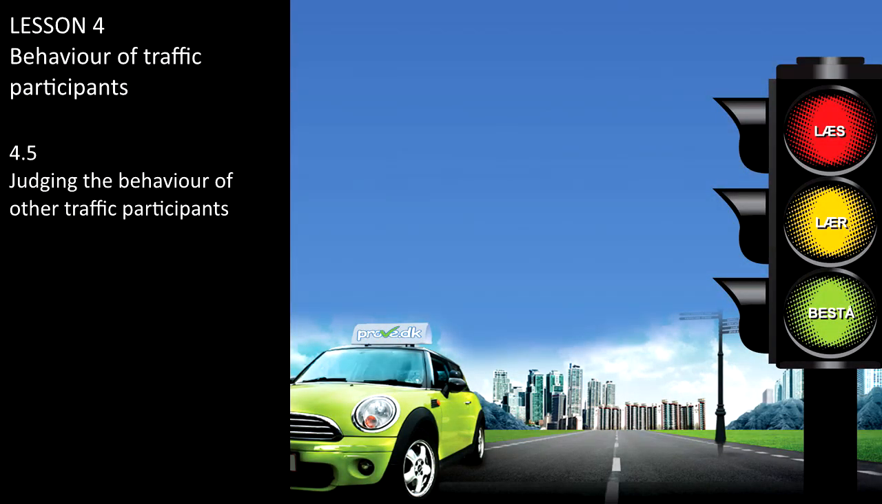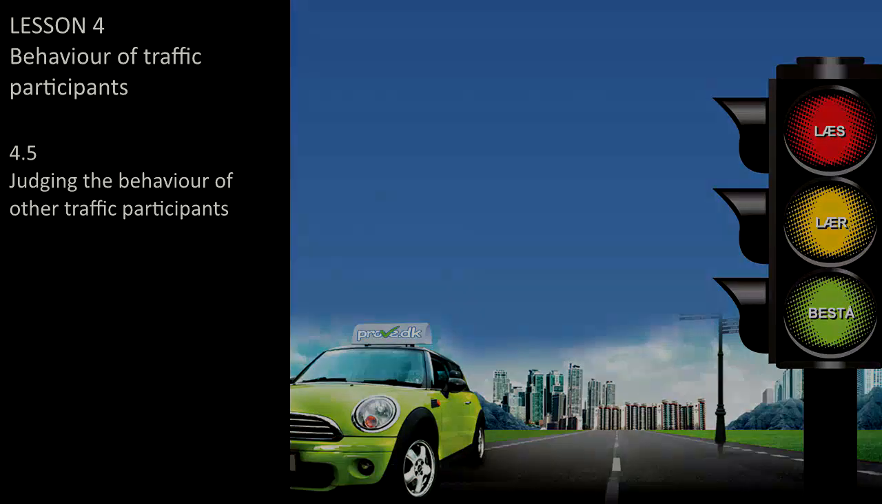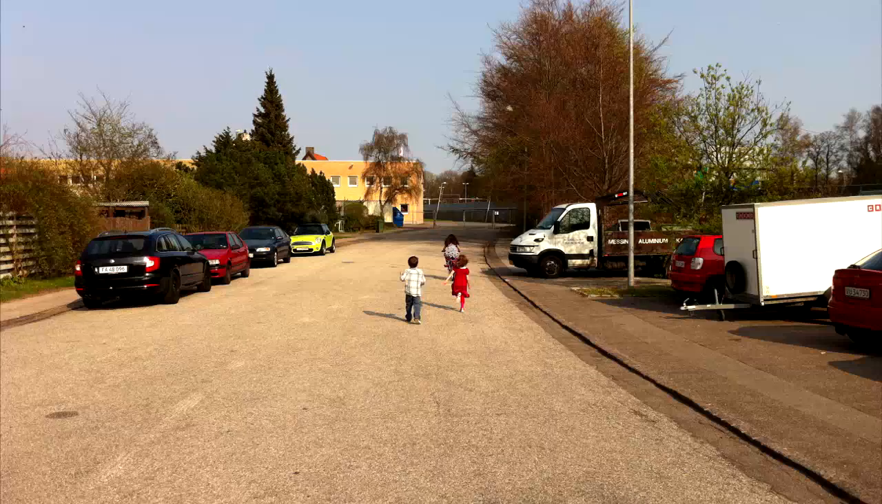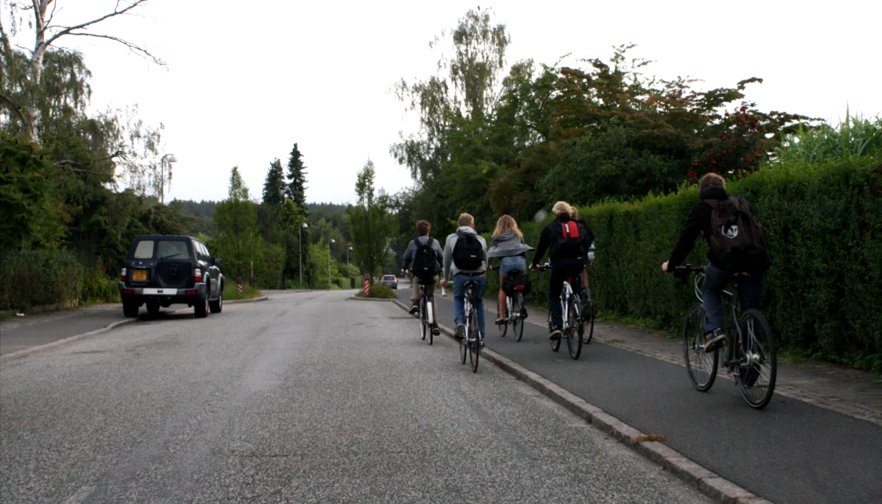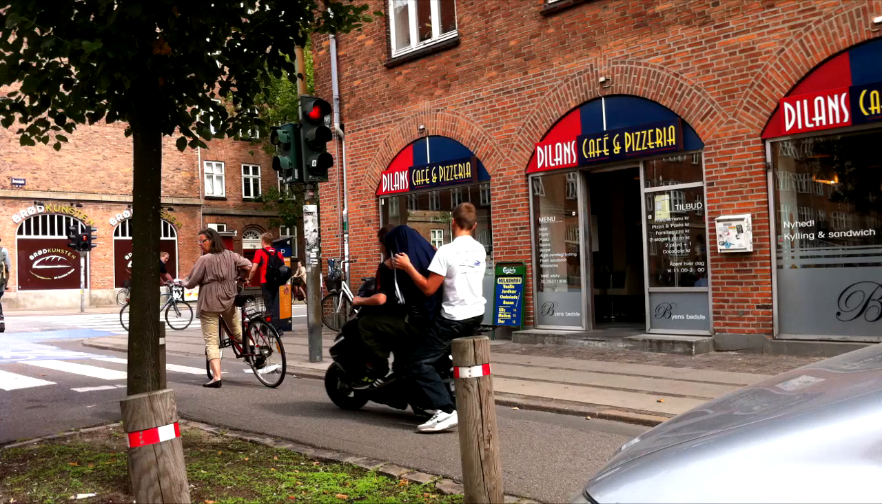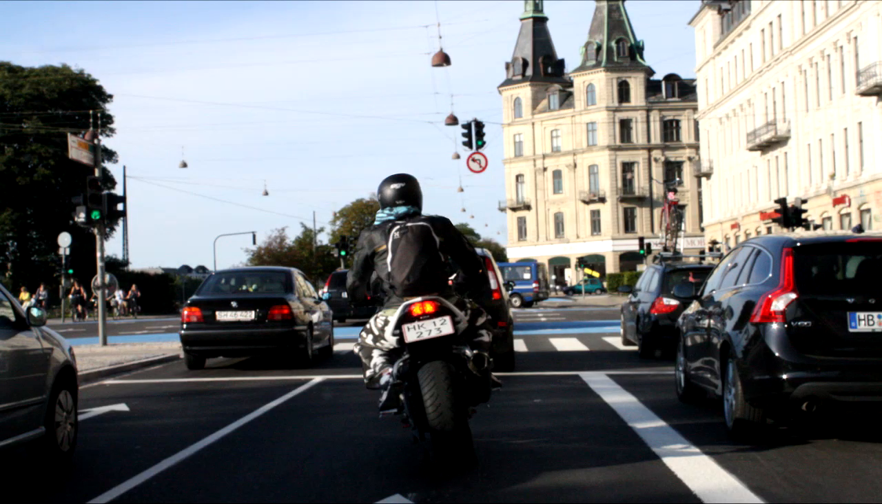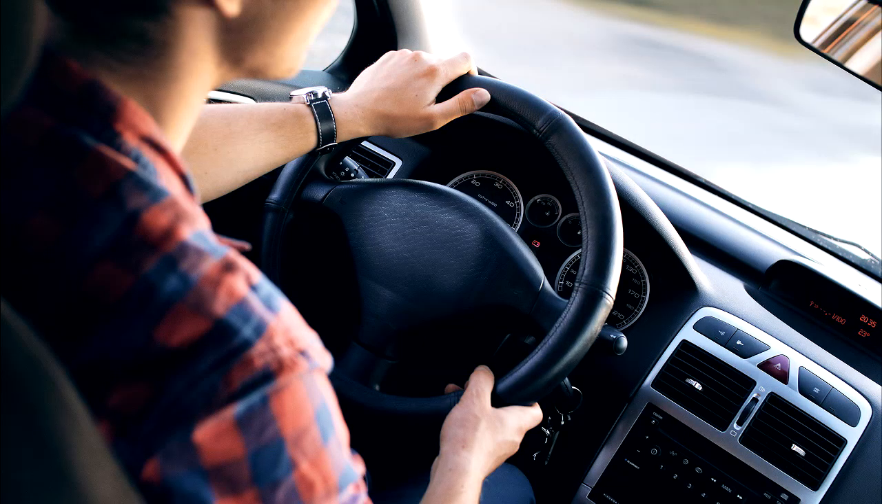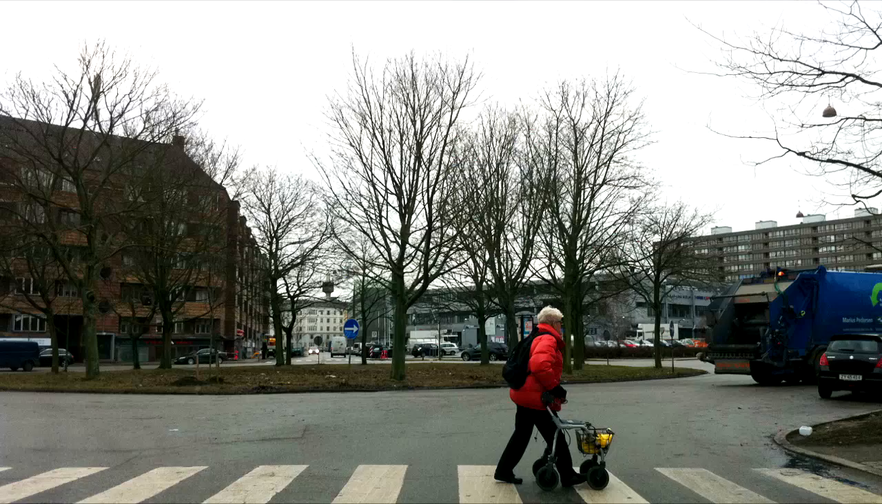Judging the behavior of other traffic participants. Many traffic accidents that occur have some of the following participants. A. Pedestrians aged 5 to 10. B. Cyclists aged 5 to 10. C. Scooter riders aged 15 to 19. D. Motorcyclists aged 18 to 22. E. Drivers aged 18 to 24. F. Older pedestrians and cyclists aged 70 and over.